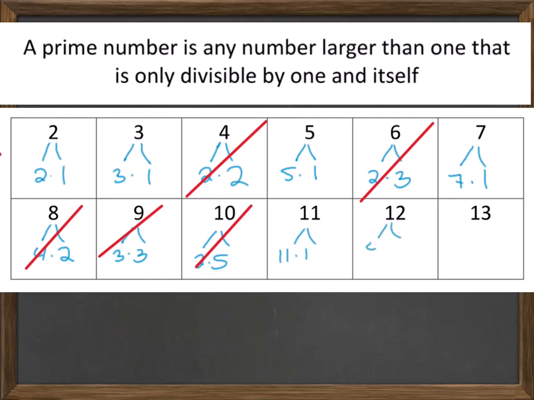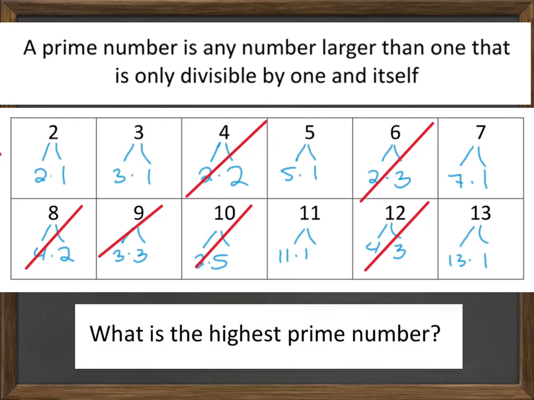What about 12? Well, 12 is 4 times 3. It's also divisible by 6 and 2, so definitely not prime. 13 is prime. It's 13 times 1. Nothing else goes into 13. So at this point, you might be wondering, what is the largest prime number? Is there a highest prime number? Is there an upper limit on the number of prime numbers that exist?